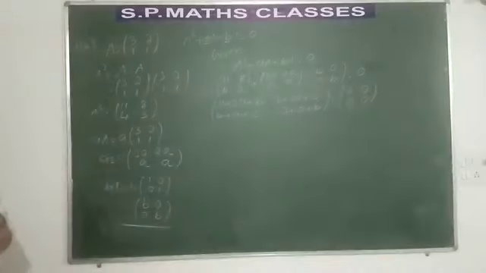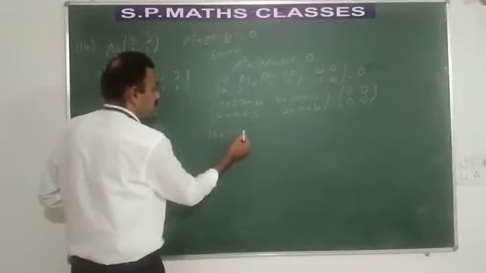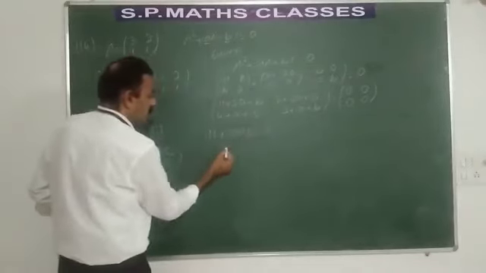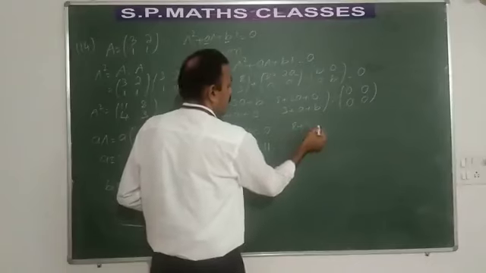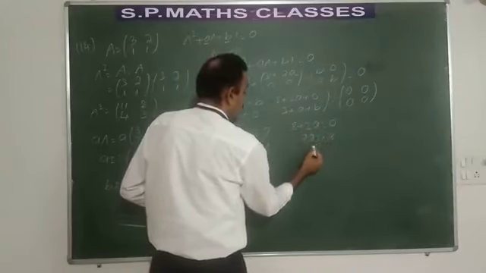Now you have to equate. Let us equate 11 plus 3a plus b is equal to 0, so 3a plus b is equal to minus 11. Now equate the second element: 8 plus 2a is 0, 2a is minus 8, and what is a? Minus 4. Got a as minus 4.